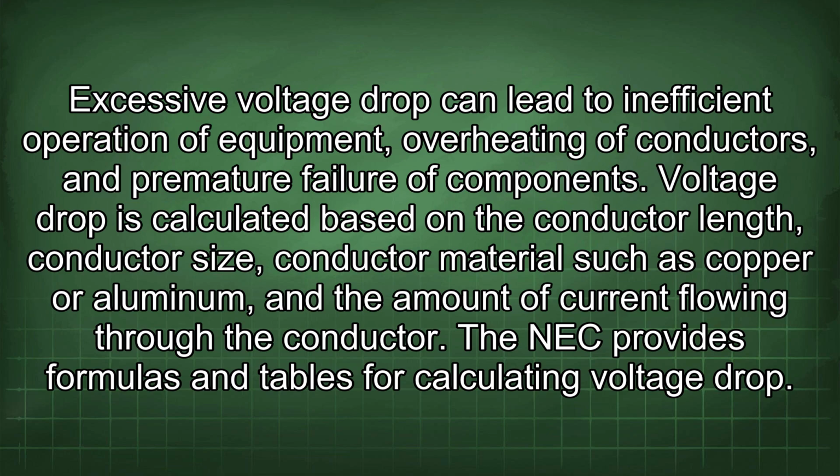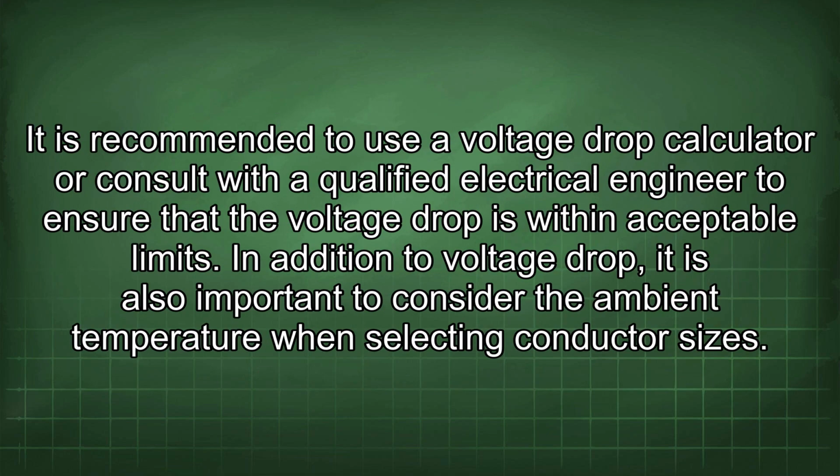Voltage drop is calculated based on the conductor length, conductor size, conductor material such as copper or aluminum, and the amount of current flowing through the conductor. The NEC provides formulas and tables for calculating voltage drop. It is recommended to use a voltage drop calculator or consult with a qualified electrical engineer to ensure that the voltage drop is within acceptable limits.